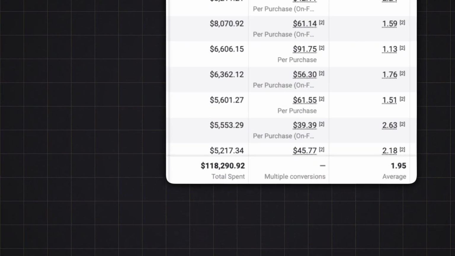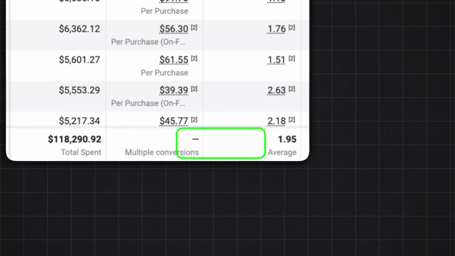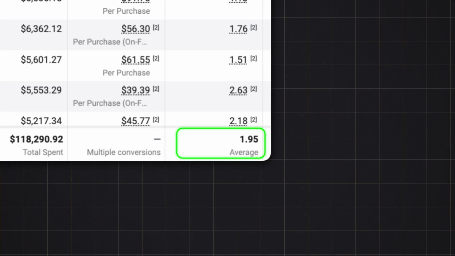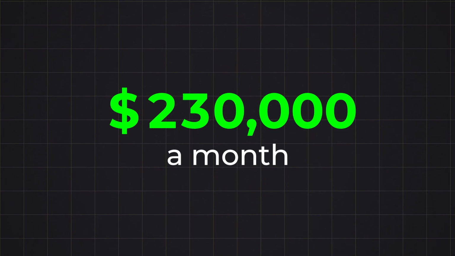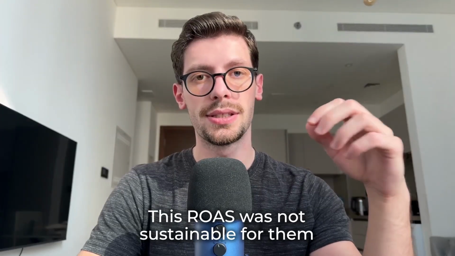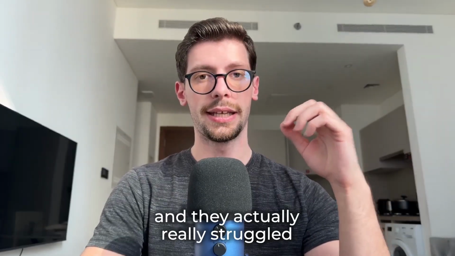So when we started out together, they were spending around 120k per month. You can see the ROAS 1.95. They were at a good scale, approximately 230k revenue per month just from Facebook. But the problem was that this ROAS was not sustainable for them, and they actually really struggled and didn't know how to solve this. This is where we came in and actually changed a couple of things.